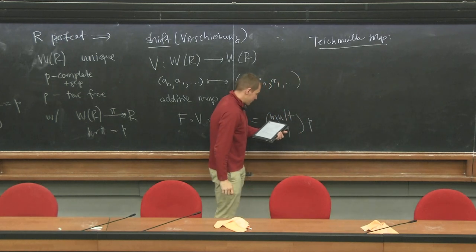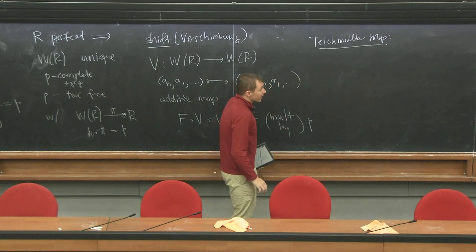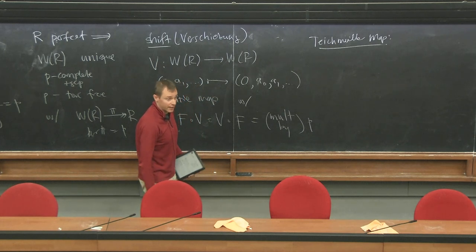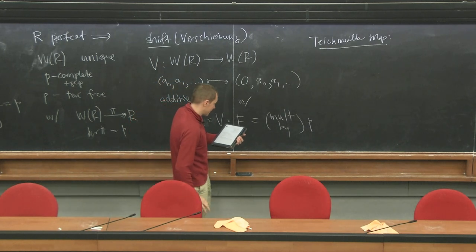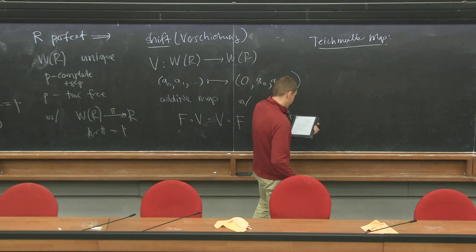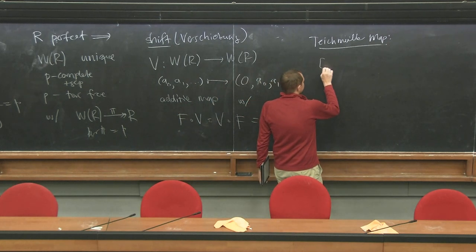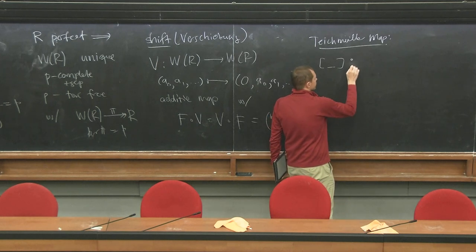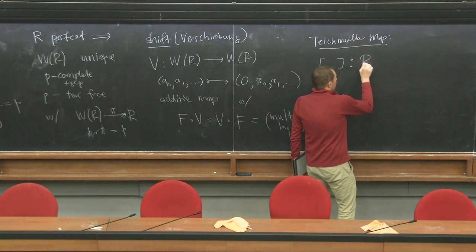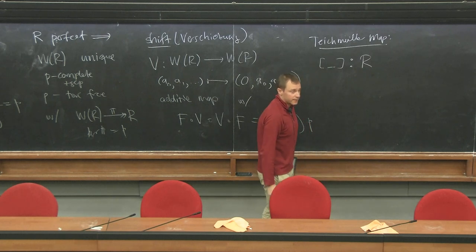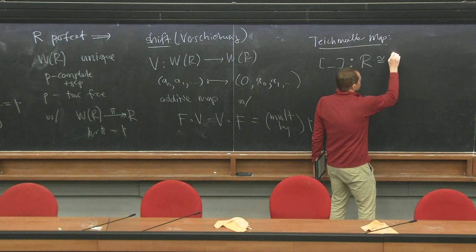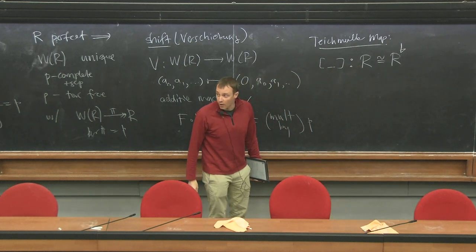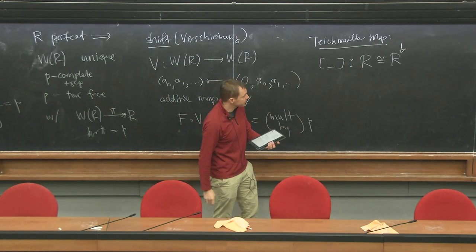is the Teichmuller map. We've done a little work already related to this in the first lecture, although you may have missed it. You can define the Teichmuller map in the following way. I'll denote it with just a bracket. Well, since R is perfect, it's isomorphic to R flat from the first lecture.